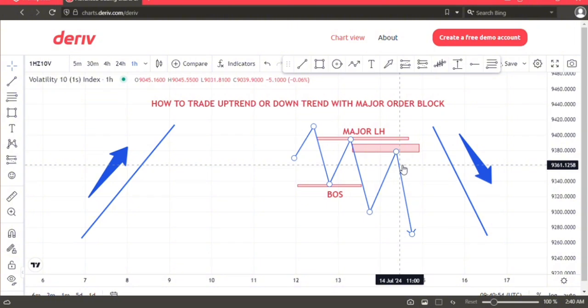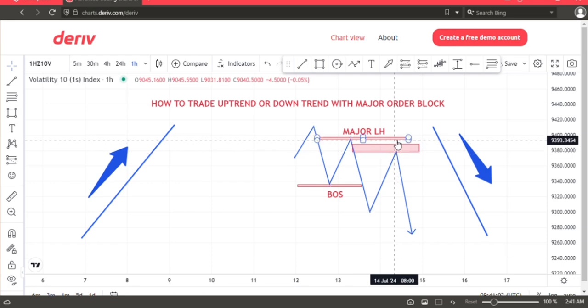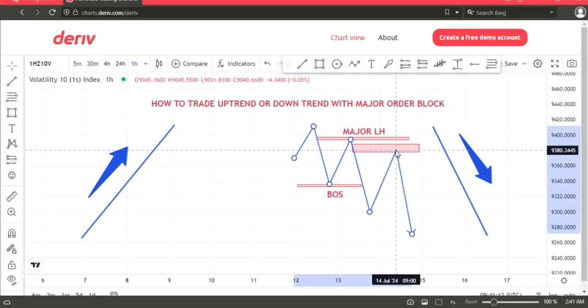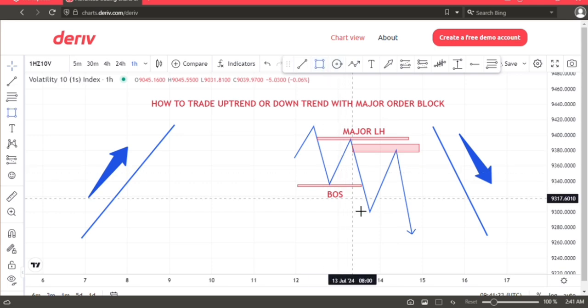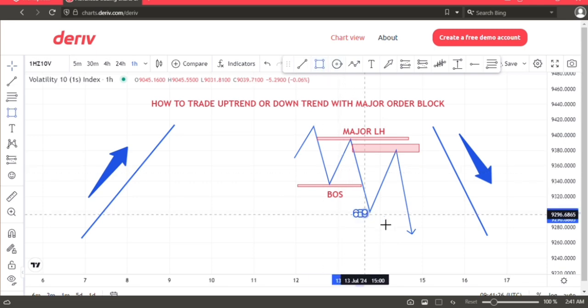With this order block, you can enter the market and set your stop loss above it. If you are trading an uptrend, you are going to set your stop loss below it. After you get your confirmation on the market, enter at your order block or touch your order block, then start selling. Sell and set your take profit below at another break of structure which creates the BOS.